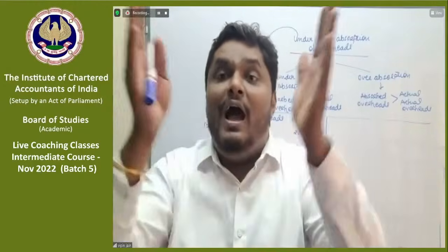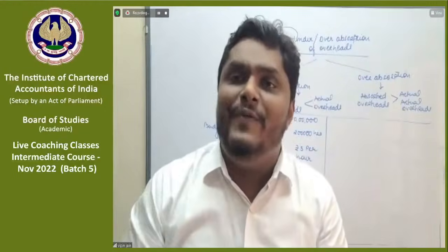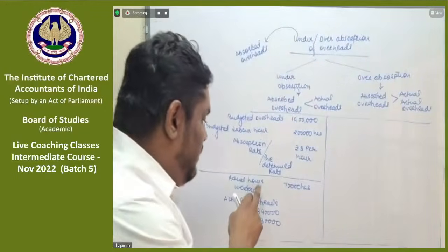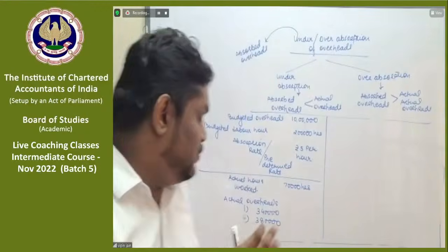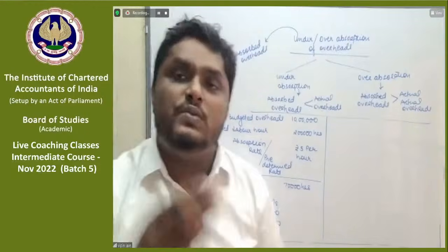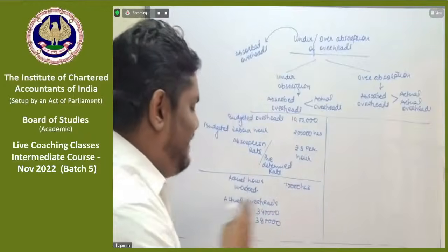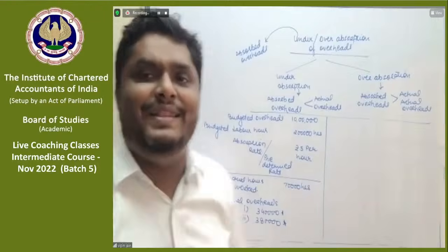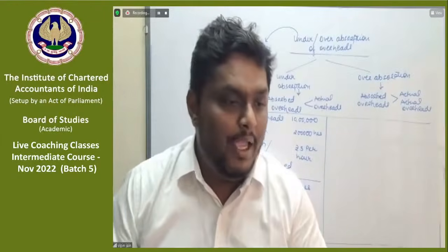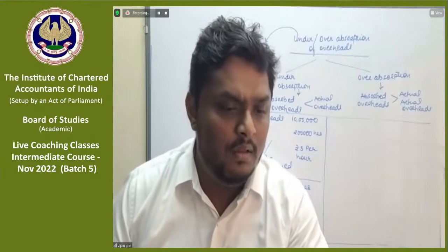But at the year end, when the actual figures are out, they say that the actual hours worked are 70,000 hours, and the actual overheads, let's take two situations, are 3,40,000 and 3,80,000. So I hope your query is resolved, Rekha.